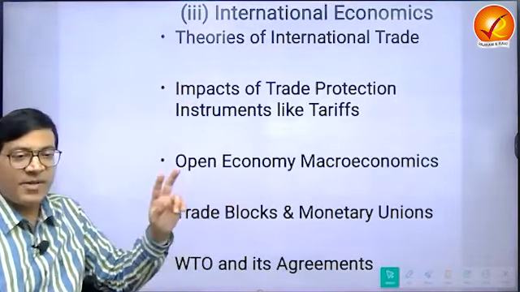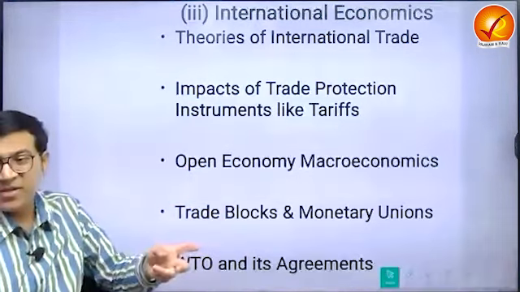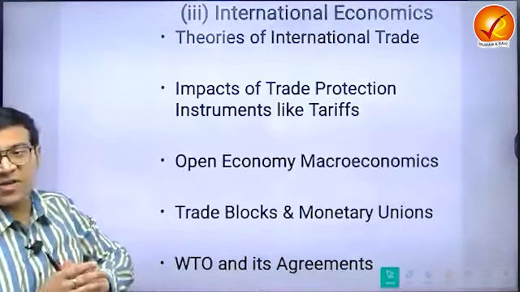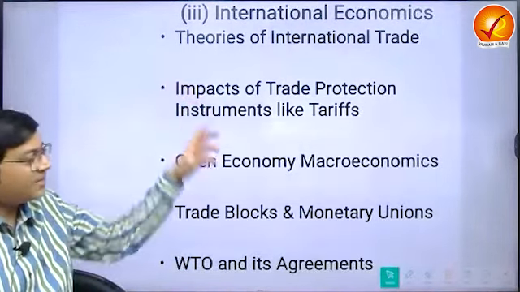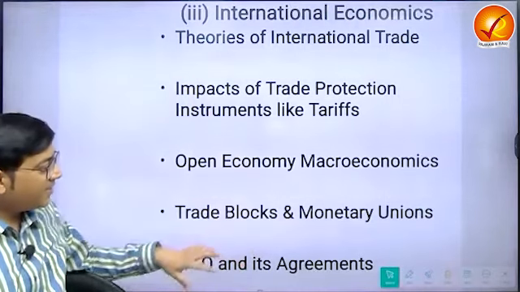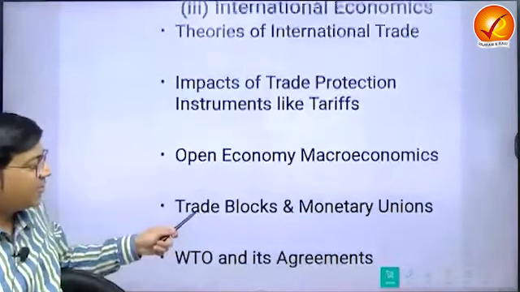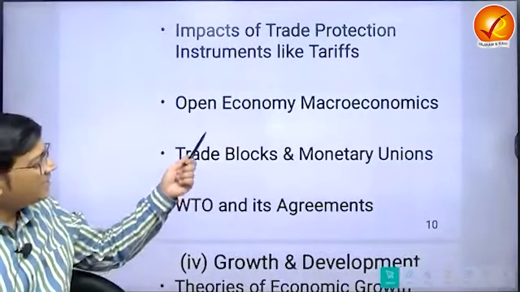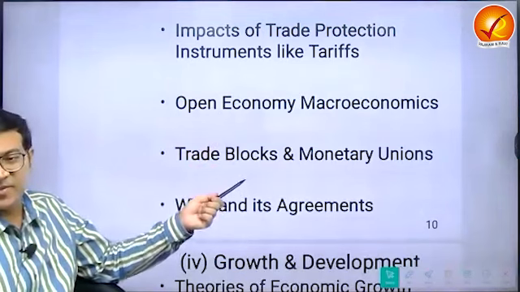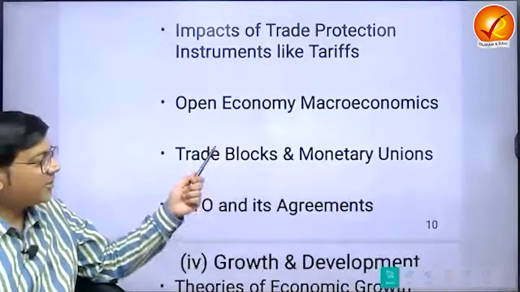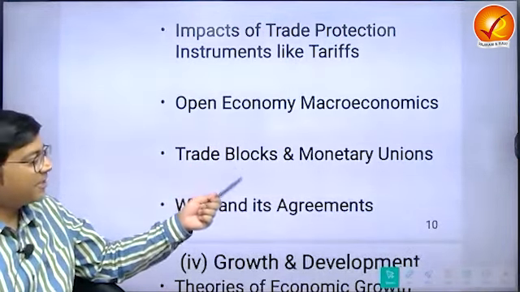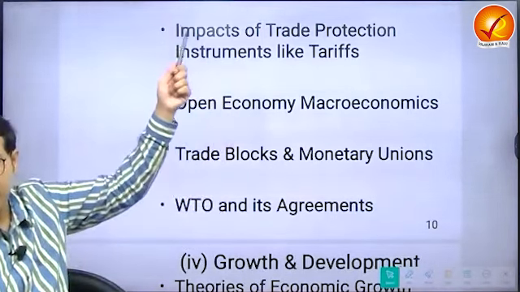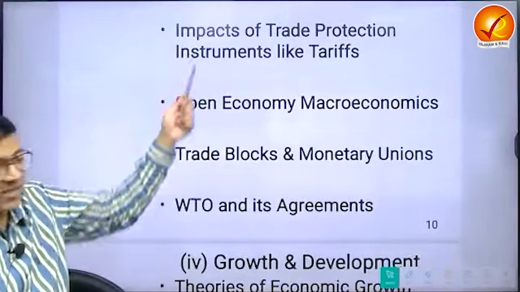In any case, economics fundamentally is either micro or macro. Whatever we do beyond that is a mix of that. So like in international economics also, some part will be micro based, some part will be macro based. And then there will be a few things which are beyond micro and macro also, like trade blocks, monetary unions, WTO agreements. These are all overlapping with your GS syllabus also. In GS syllabus also, generally, you are expected to know about trade blocks, WTO, agreements on WTO. This part is unique, however. This will not be in GS part, this part will be.